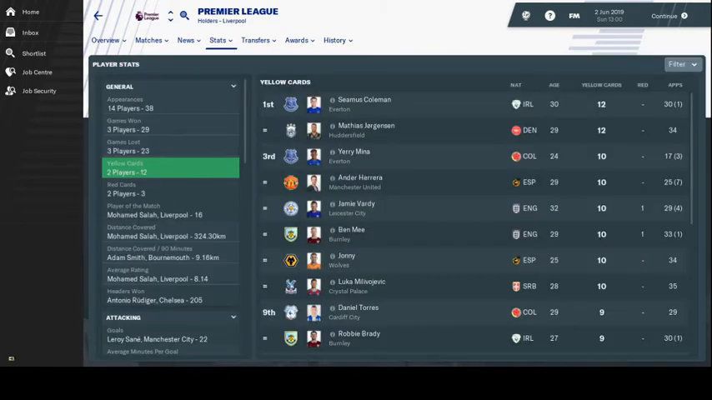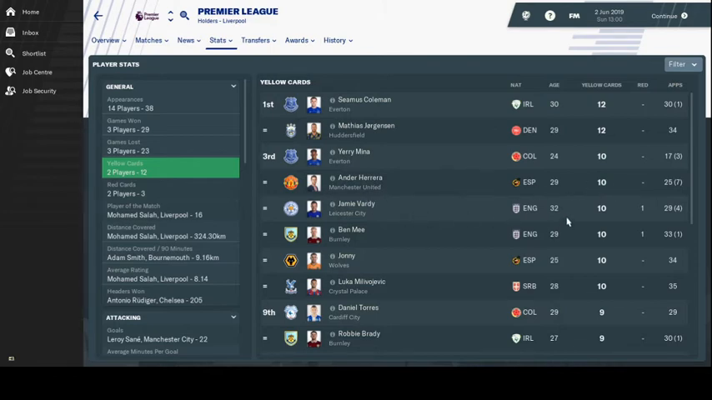Now we focus on the disciplinary record that has happened in the Football Manager simulation. You can see here that the highest amount of yellow cards would be 12, accumulated by Seamus Coleman of Everton, followed by Matthias Jorgensen from Huddersfield with 12 as well, tied with Yerry Mina of Everton with 10 yellow cards and Ander Herrera from Manchester United with 10 yellow cards.